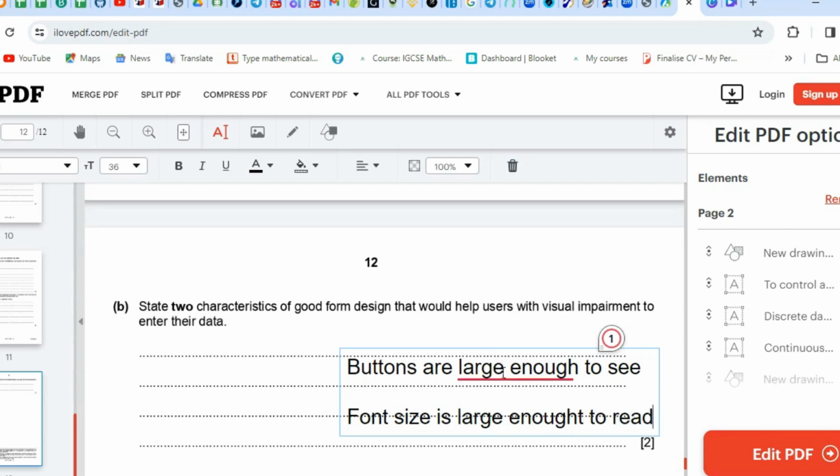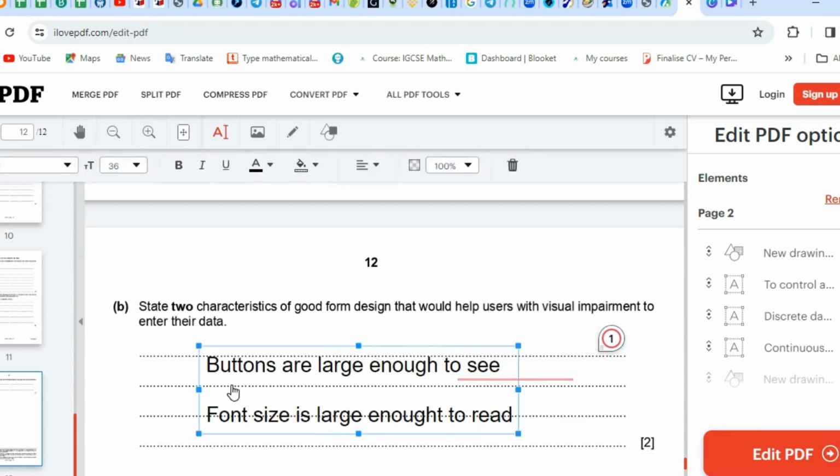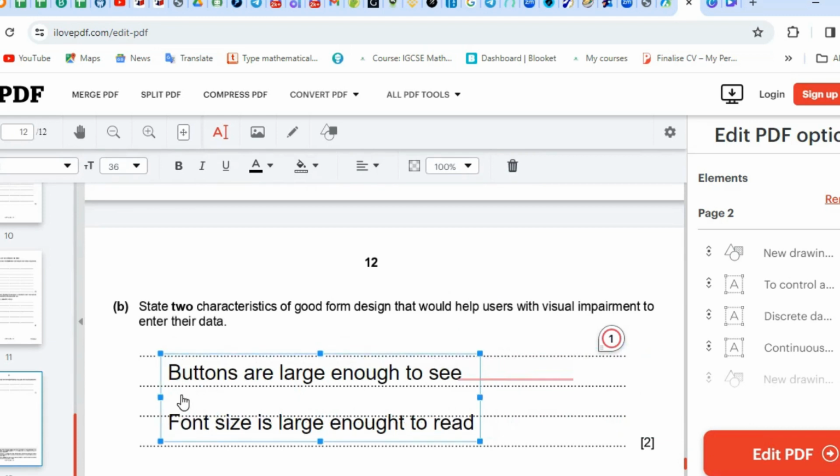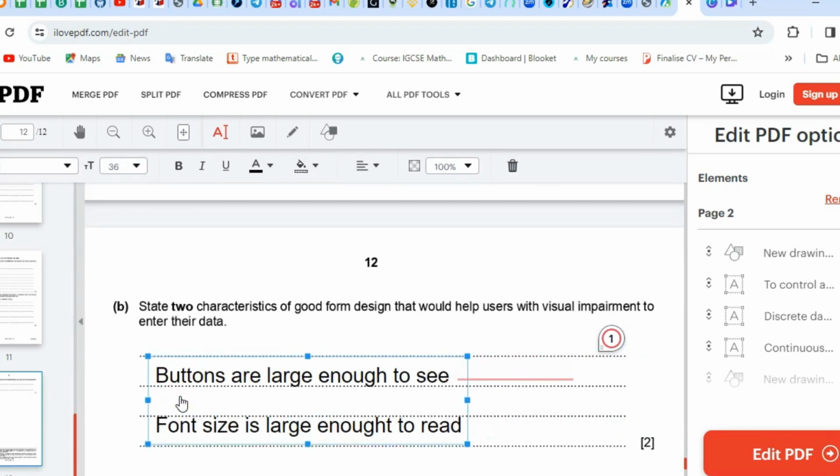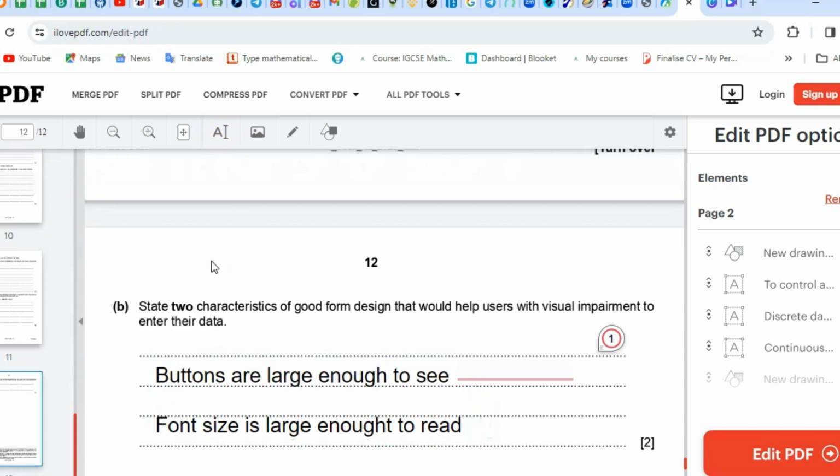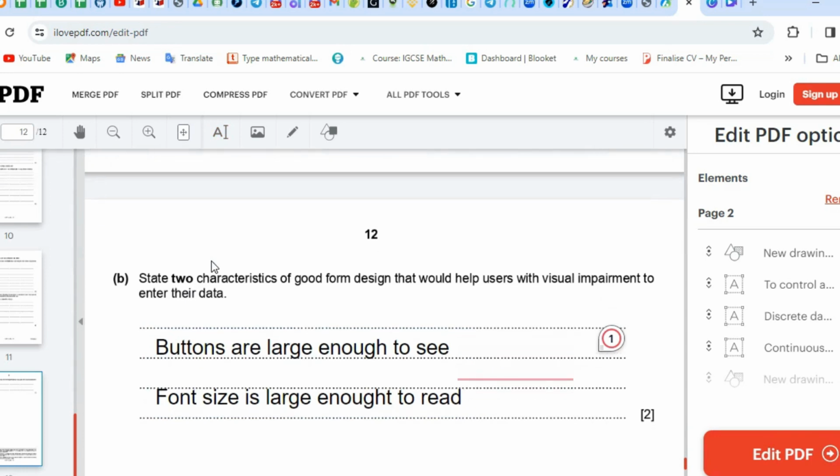All right, so others are use of high contrast color. Use of what? High contrast color. Another one is use of voice entry. Use of text to speech.